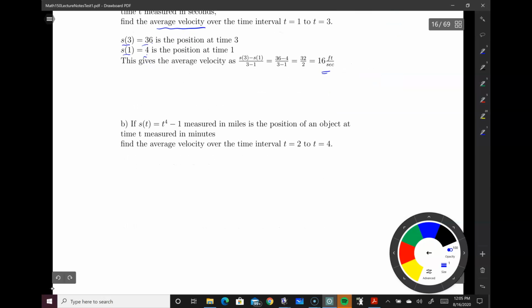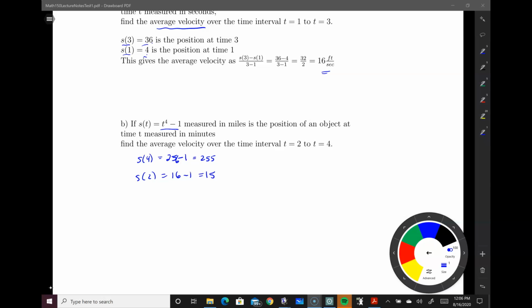All right, so let's do one together. So this is the different position function. So if I wanted to go find s of 4, so 4 to the 4th is 256, subtract 1. Oops, 256 subtract 1, so that's 255. And then s of 2 is 16, sorry about that. 16 minus 1, so that gives me 15.